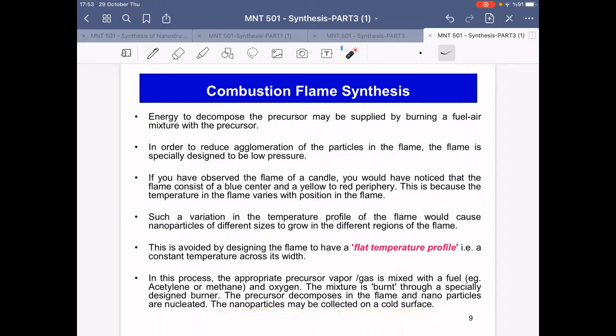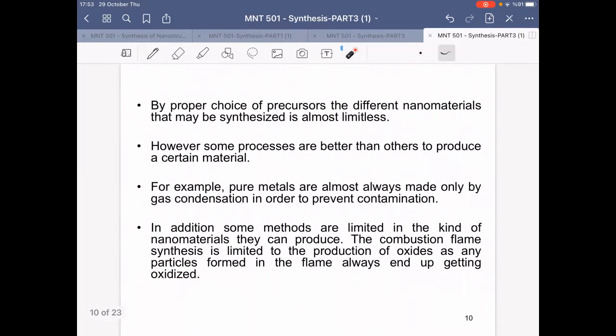Okay, these are all bottom-up approaches, and now I think you're getting used to the way to make things happen in the nano world. By proper choice of the precursor, again, different nanomaterials can be synthesized. Some processes are better than others. For example, pure metals are almost always made only by gas condensation, in order to prevent contamination. In addition, some methods are limited in the kind of nanomaterials they can produce. For example, combustion flame synthesis is limited to the production of oxides because you're burning it, as any particles formed in the flame always end up getting oxidized.